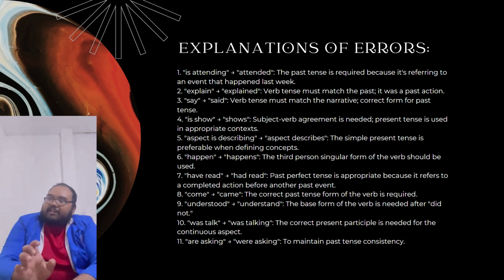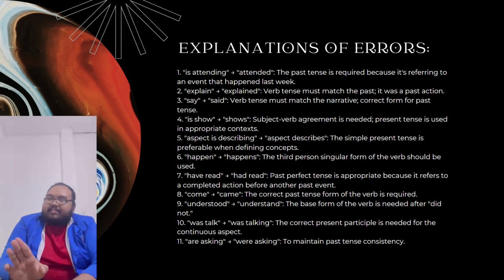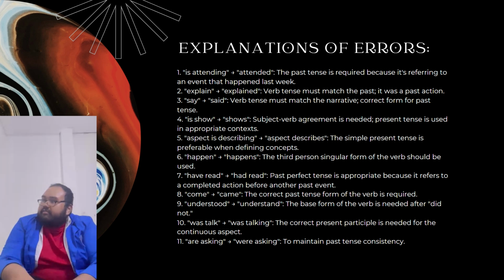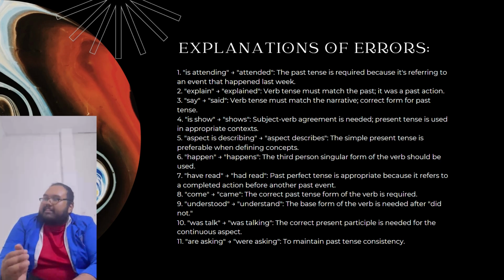Fifth, is aspect describing, turned into aspect describes. The simple present tense is preferable when defining concepts. Happen turning to happens. The third person singular form of the verb should be used. And seven, have waited turned into had waited. Past perfect tense is appropriate because it refers to a complete action before another past event.